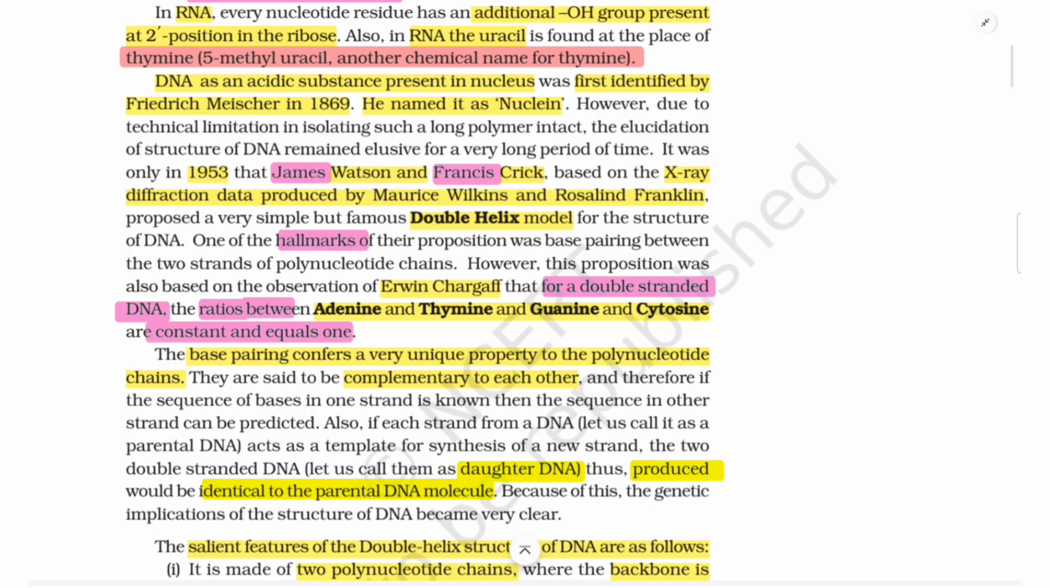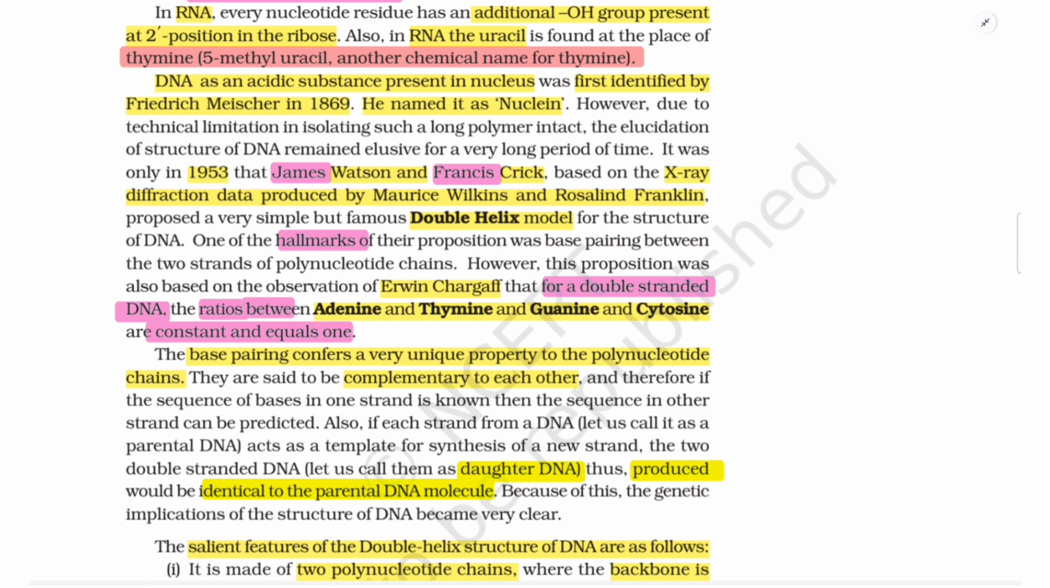In RNA, every nucleotide residue has an additional OH group present at the 2' position in the ribose. Also in RNA, uracil is found in the place of thymine, 5-methyl-uracil being another chemical name for thymine. DNA, as an acidic substance present in the nucleus, was first identified by Friedrich Miescher in 1869. He named it nuclein. However, due to technical limitations in isolating such a long polymer intact, the elucidation of the structure of DNA remained elusive for a very long period of time.